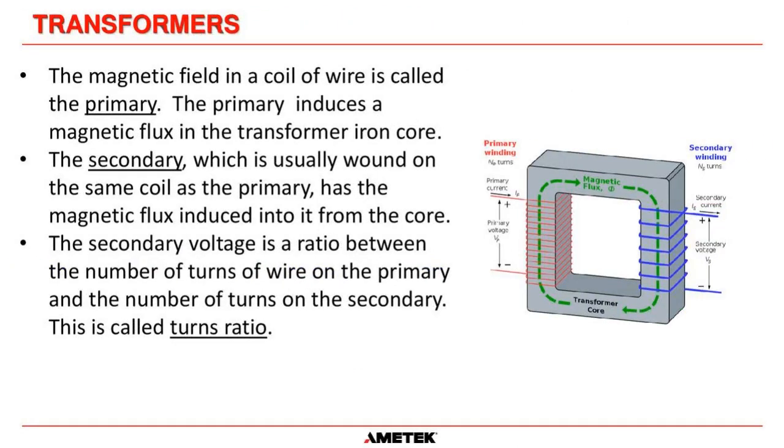Here we're showing a transformer, basic coil and so on. The magnetic field in a coil wire is called the primary. It induces a magnetic flux in the transformer coil, in the iron core. The secondary, which is usually wound on the same coil as the primary, has the magnetic flux induced into it. The secondary voltage is a ratio between the number of turns on the primary and the number of turns on the secondary, and this is called turns ratio.